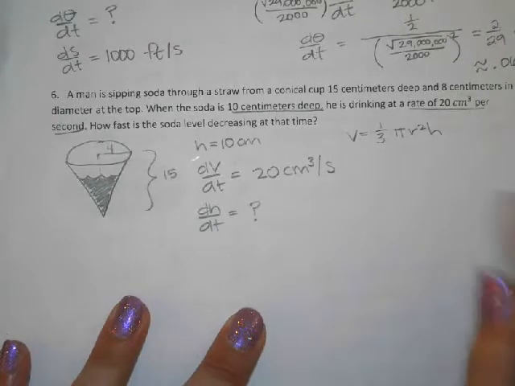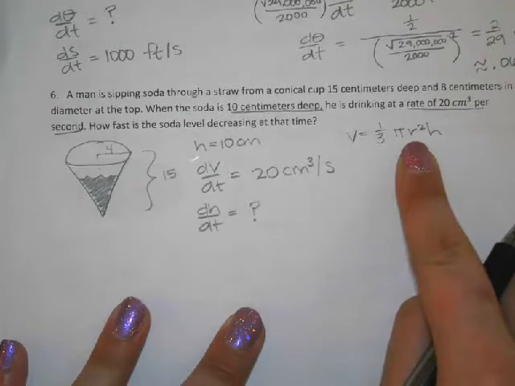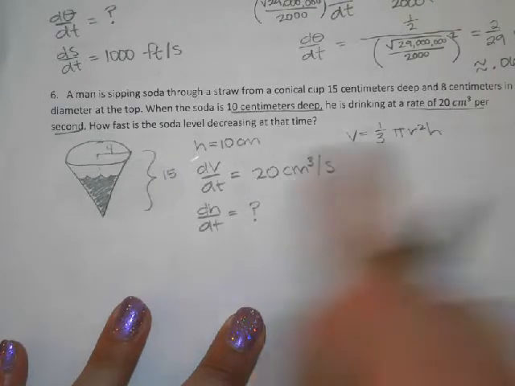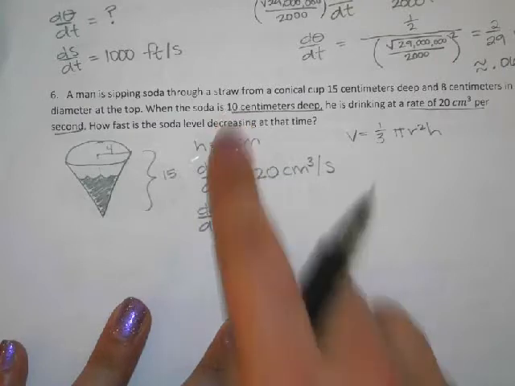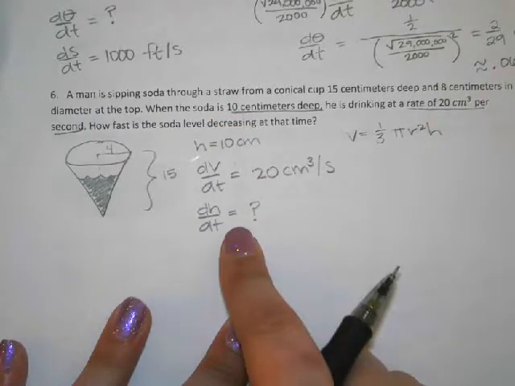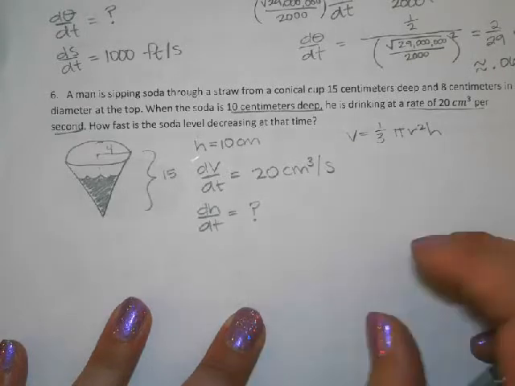Now, did they ever talk about the radius of the liquid? No. Did they talk about the radius of the liquid changing? So we don't want that r in there because we don't have information for that r. Does that make sense? We know that the height of the liquid is 10. We know that we're looking for the rate of change of the liquid, but we don't know what the radius is at that time or what the rate of change of the radius is.